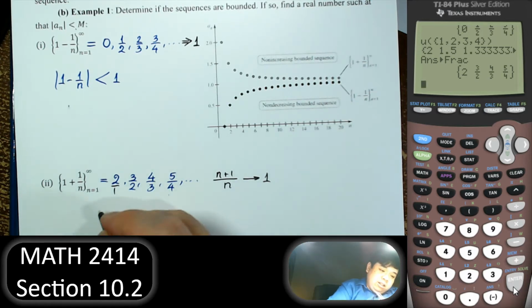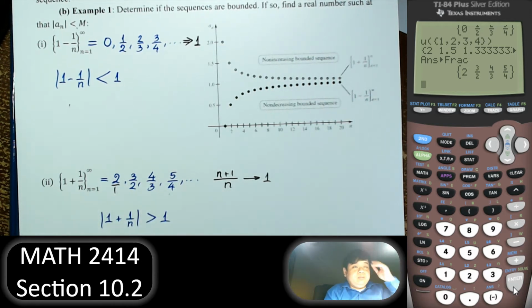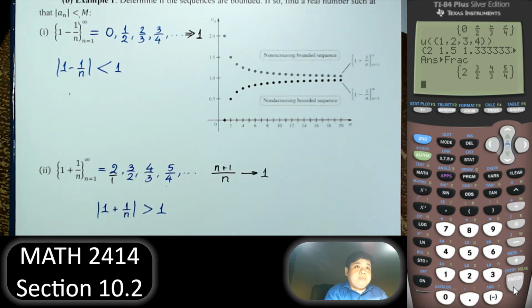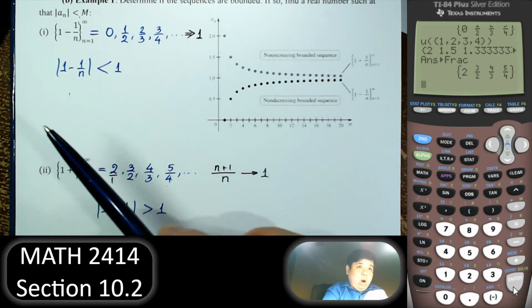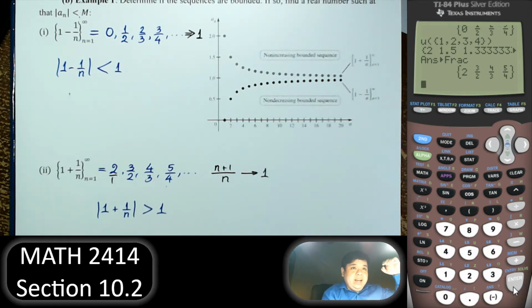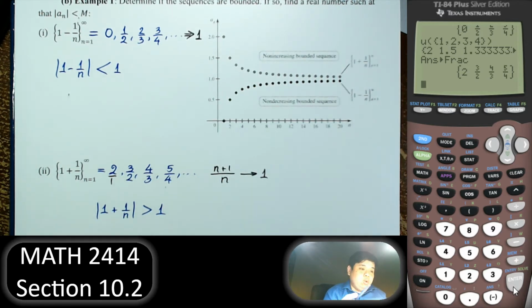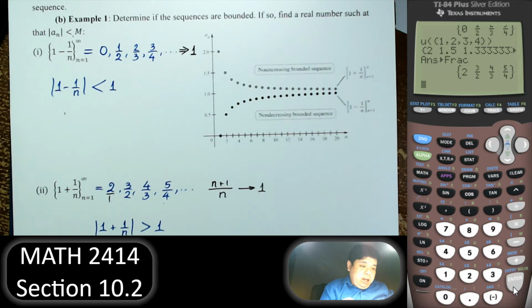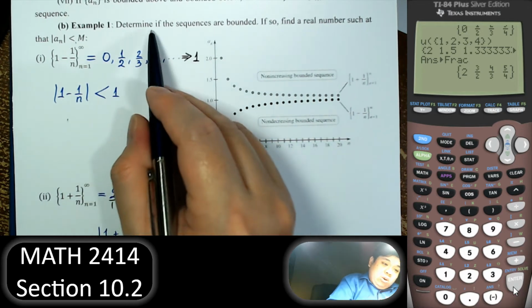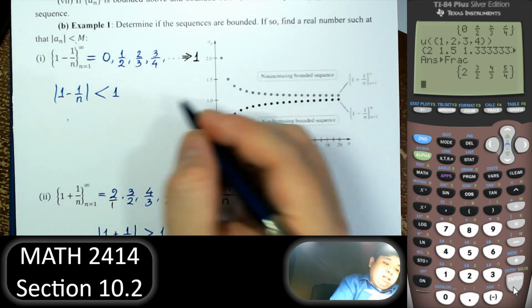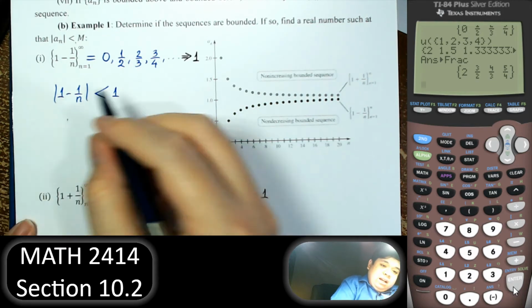However, in this sequence all of the terms are bigger than 1, and in the other, all of the terms are less than 1. So the limit of both sequences goes to 1, but one of them is getting smaller and smaller to 1, and one is getting bigger and bigger to 1. And so we should answer the question, yes. So is the sequence bounded? Yes.